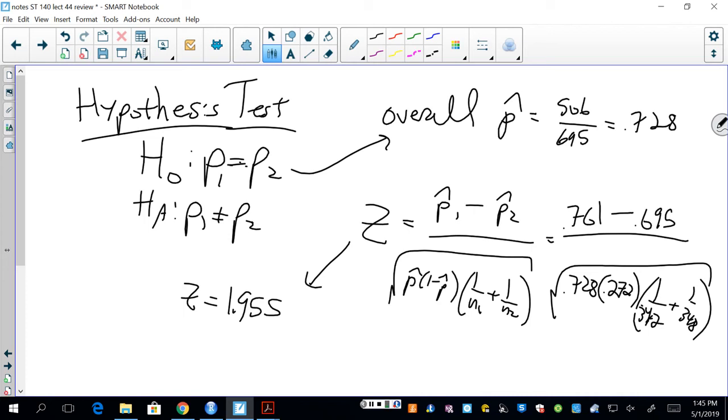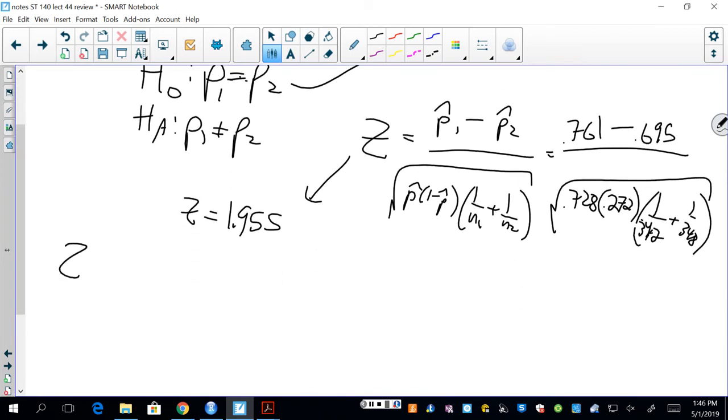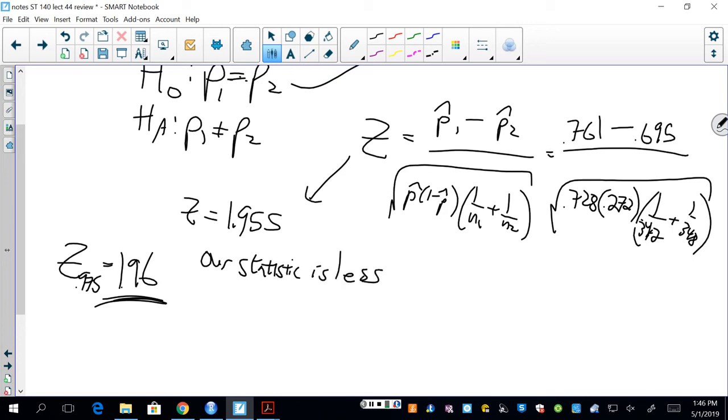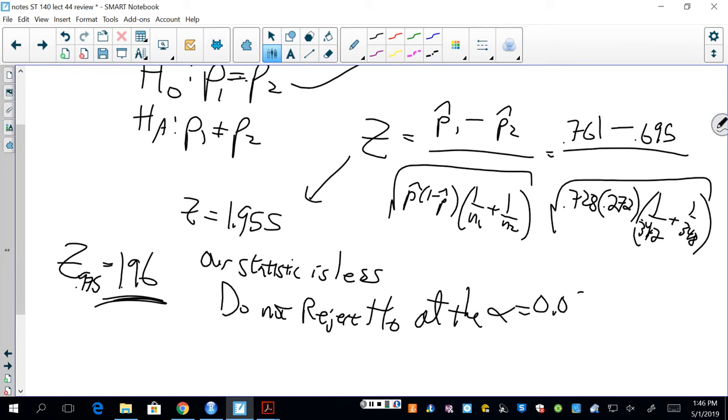What did we conclude? Can we reject the null hypothesis? Just barely misses. If the 0.975 percentile for a z is 1.96, our statistic, our z value, is just less. We do not reject the null hypothesis at the alpha equals 0.05 significance level. It doesn't quite make it.